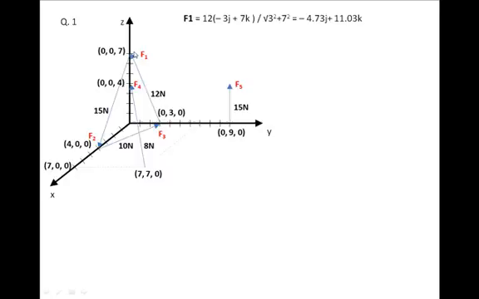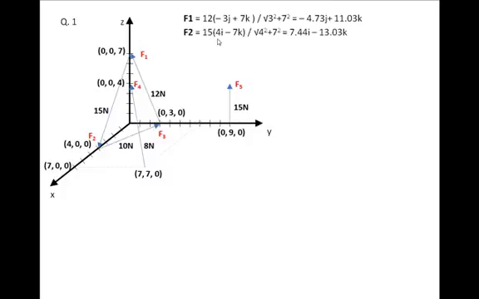This is a length vector, and divided by the magnitude of this length vector, that will be under root of 3 square plus 7 square. So I multiply the magnitude by the unit vector, and I get the force in vector form, which looks like this: minus 4.73j plus 11.03k. Now what we are going to do is express all these forces in this manner.